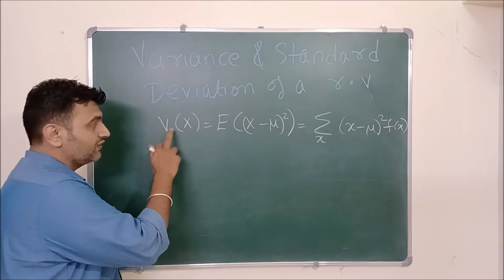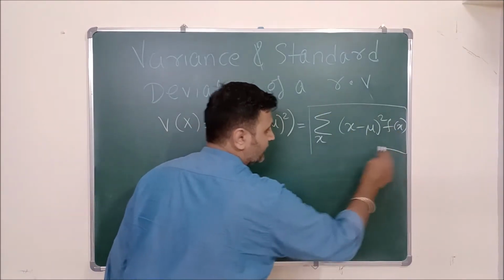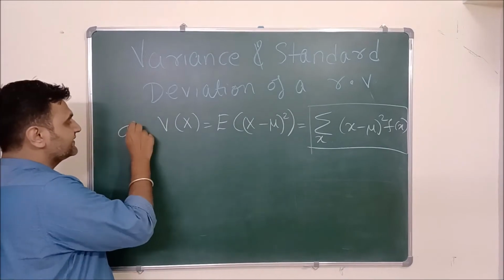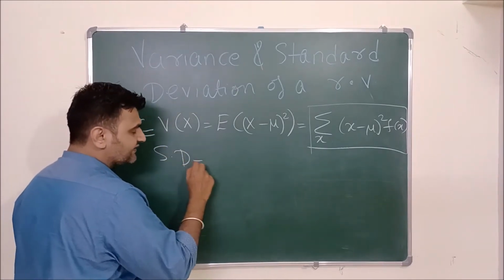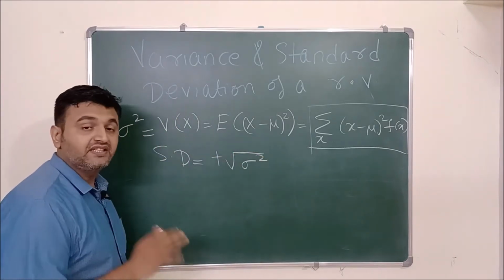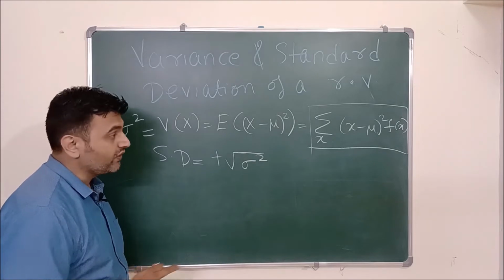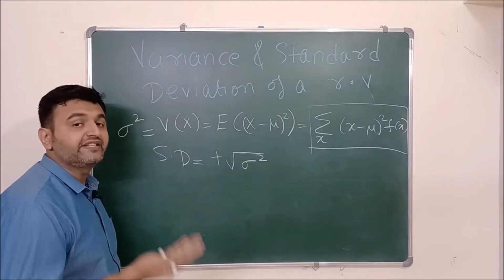So the variance of a random variable is defined like this, and the notation is sigma square. And what is standard deviation? It is defined as the positive square root of sigma square. Now let us try to understand this definition. What is variance? It's nothing but how the data is deviated from the mean.